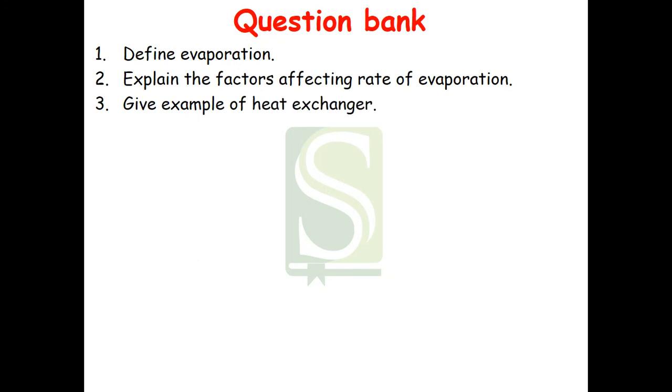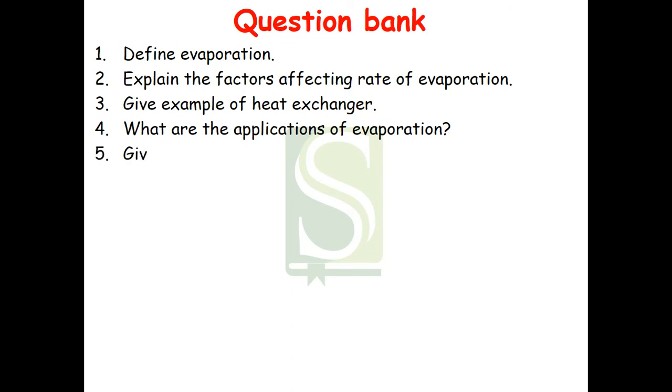Then the next commonly asked question is to give examples of heat exchangers. The most common examples of heat exchangers are the shell and tube type heat exchanger, multipass heat exchanger, and floating head heater. Then you will also be asked to write the applications of evaporation. Evaporation is used for numerous operations in the pharmaceutical industry, like concentrating tinctures and concentrating extracts. So these are the different applications.